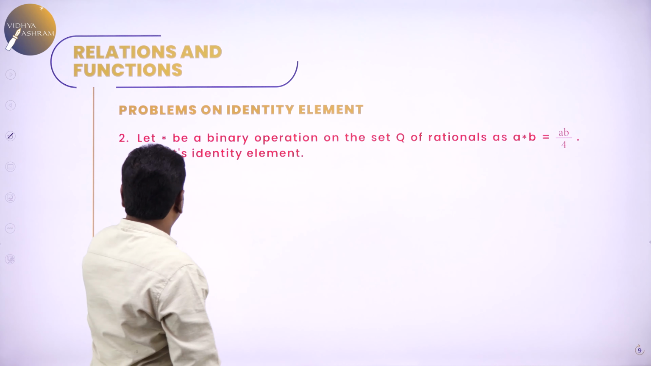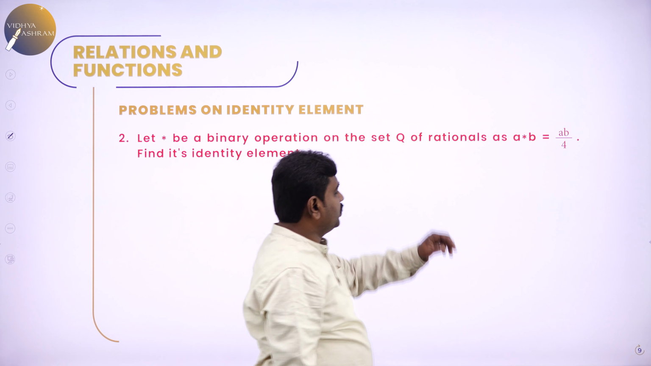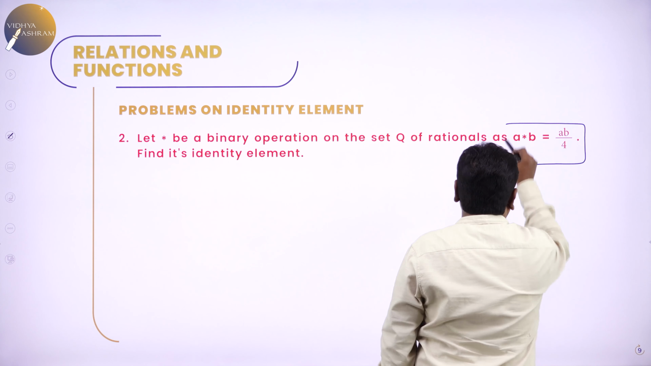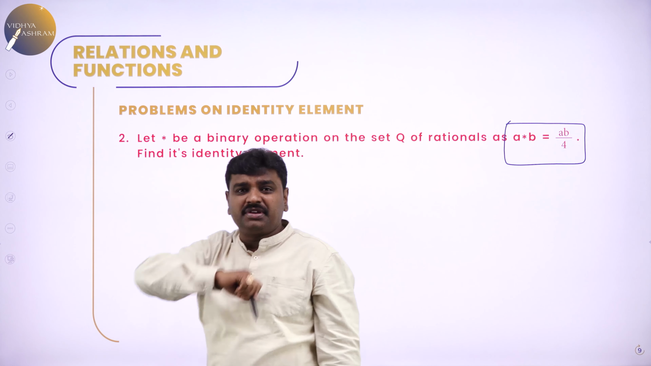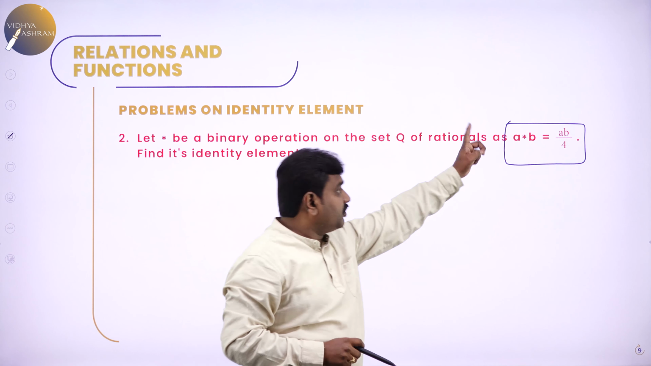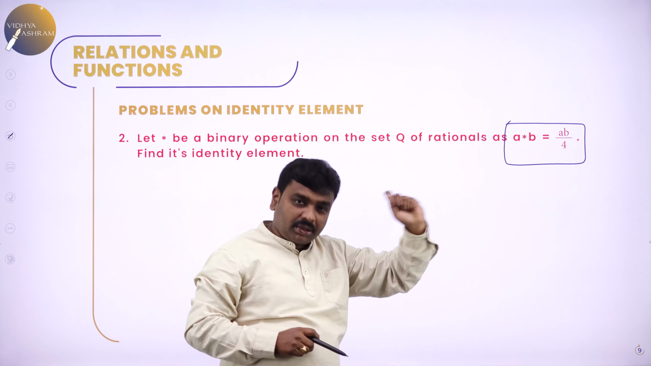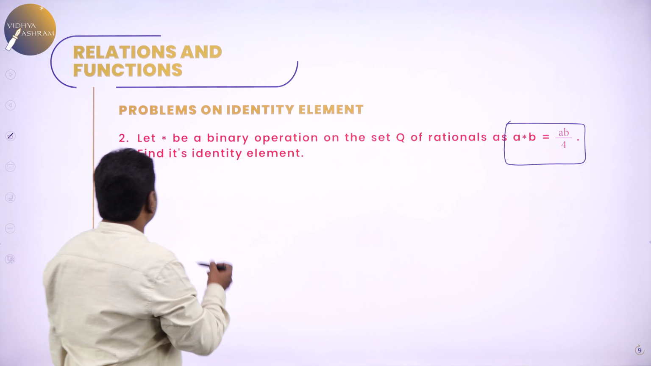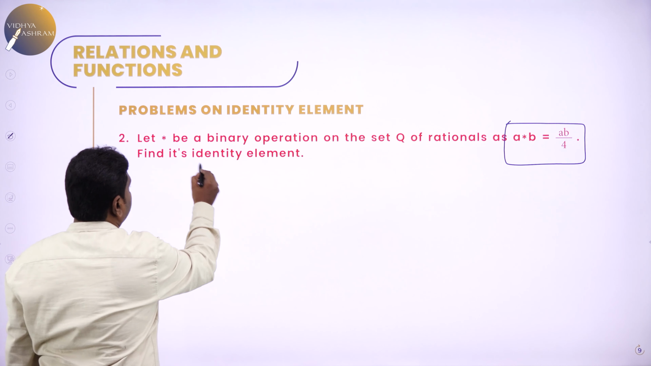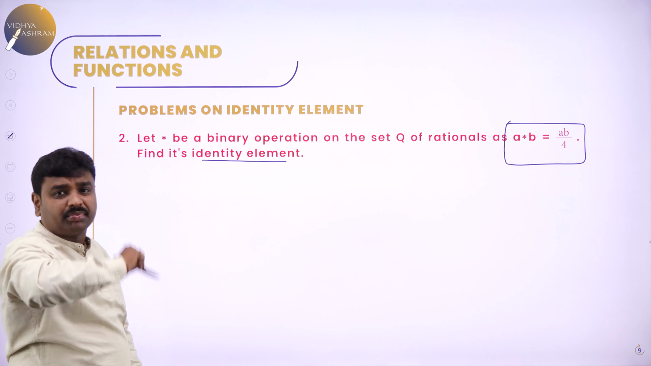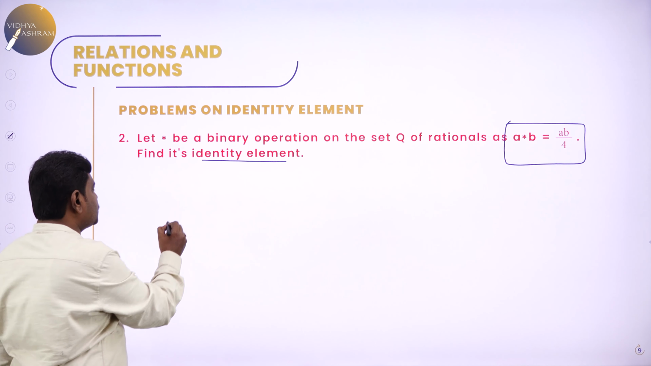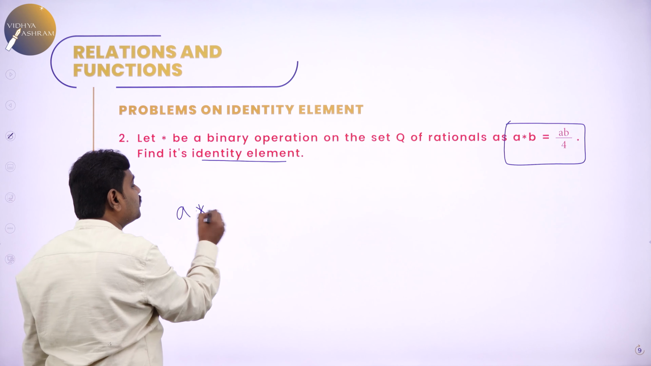Now star is a binary operation on Q, and they gave A star B is AB by 4. How to read this? First element star second element is first into second by 4. Now they want you to calculate the identity element. How to do it? I told you what the first step is: A star E is equal to A.